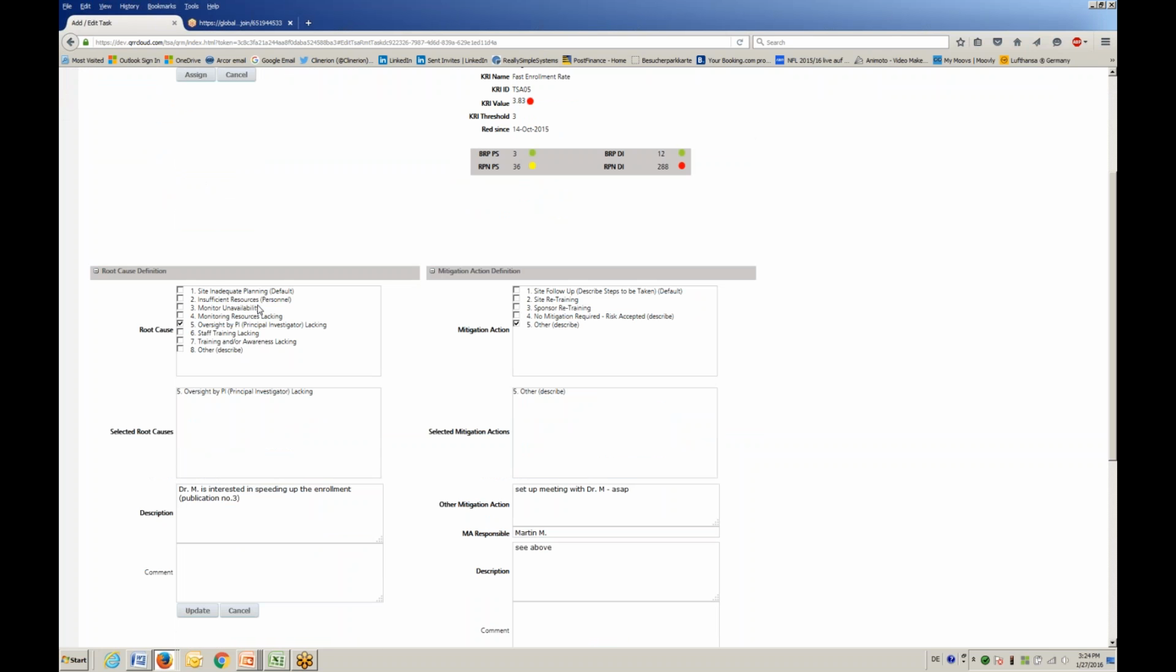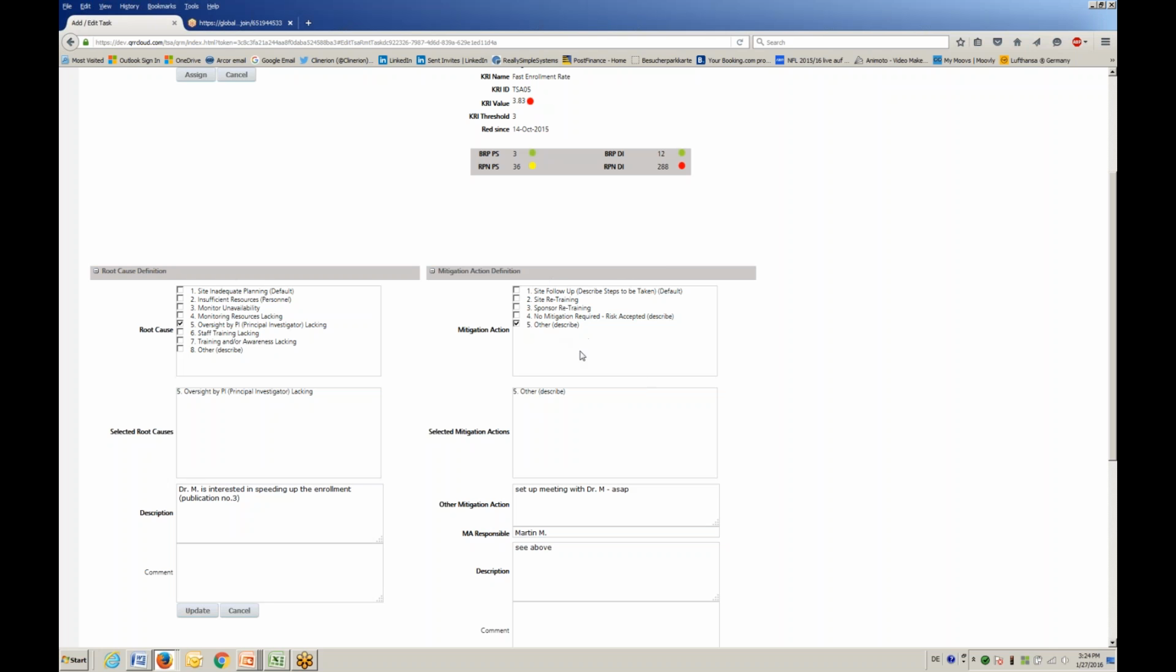Of course, the world is not so simple as we like to think it is sometimes. Sometimes there are multiple causes to that, and so that can be done here. For example, in this case, as we saw before, that was due to lacking oversight, and as a result of that it was determined that the PI was basically interested in speeding up the enrollment due to some research that he was focusing on and wanted to get the data in quicker.